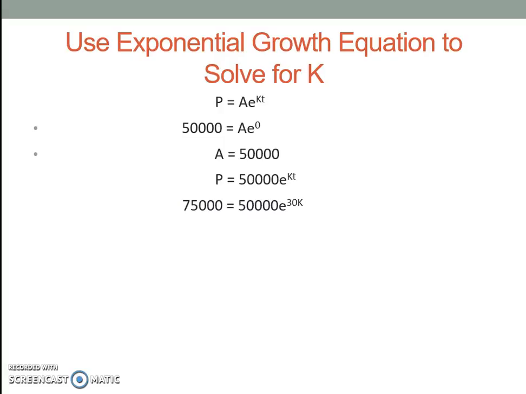then use the second point, a time of 30, that correlates to the population of 75,000. We will then use this to solve for k. If you divide by 50,000, you will get 3 over 2 equals e to the 30k. You will then take the ln, or natural log, of each side. This gives k equals 1 divided by 30 times the ln of 3 over 2.